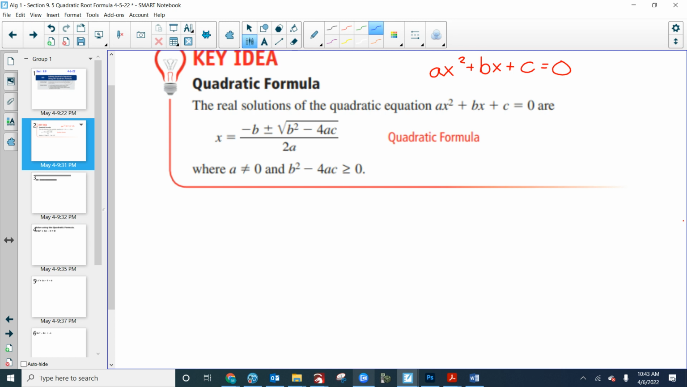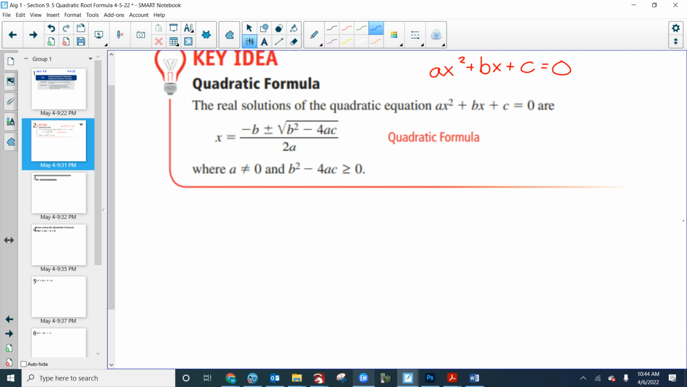Now, do you think there's ever a scenario where you get ax squared plus bx plus c equals 0, a quadratic function that doesn't factor nicely? Do you think that's possible?